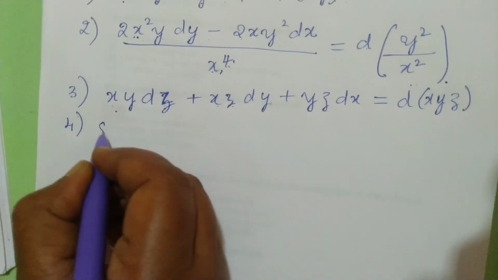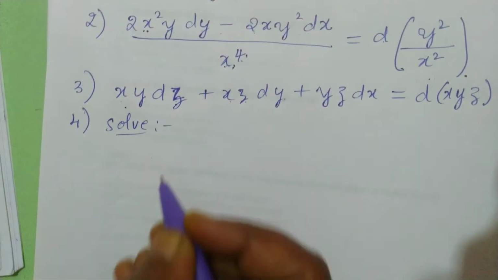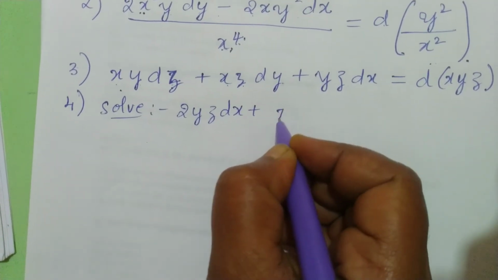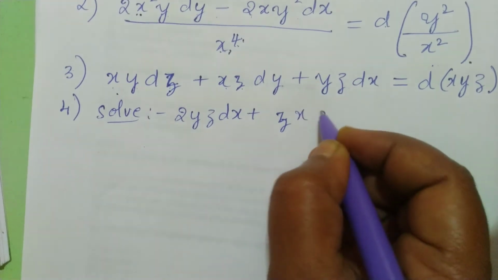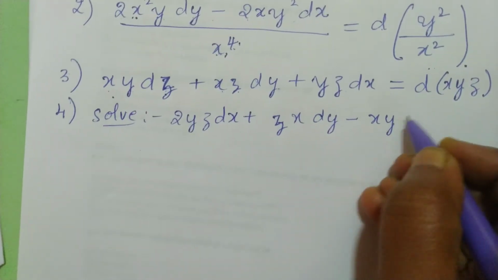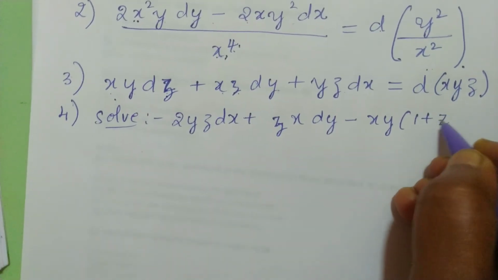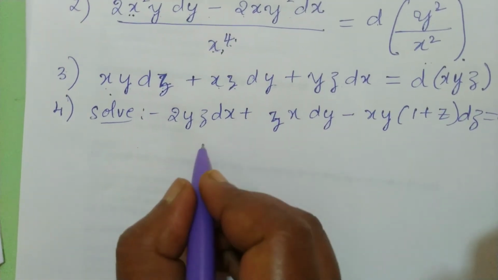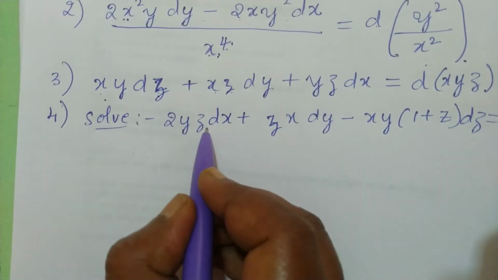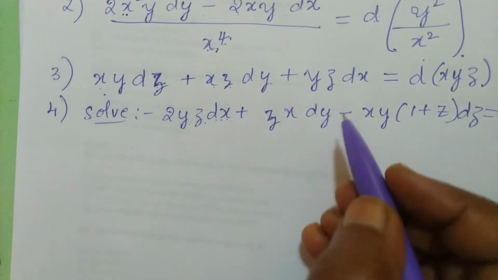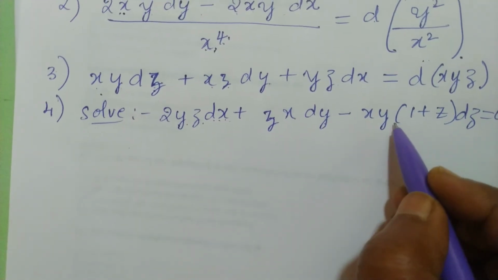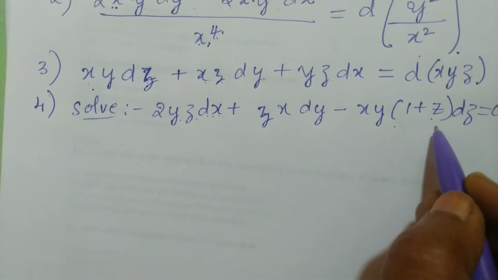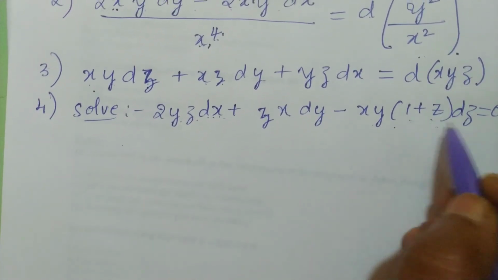Next, if we consider the fourth one, for example, solve 2yz dx plus zx dy minus xy into (1 plus z) dz is equal to 0. Now here we can see that there is no variable of x, but we have dx here. No variable of y, we have dy here. And here what do we have? xy (1 plus z) dz. So here we have the z term also.